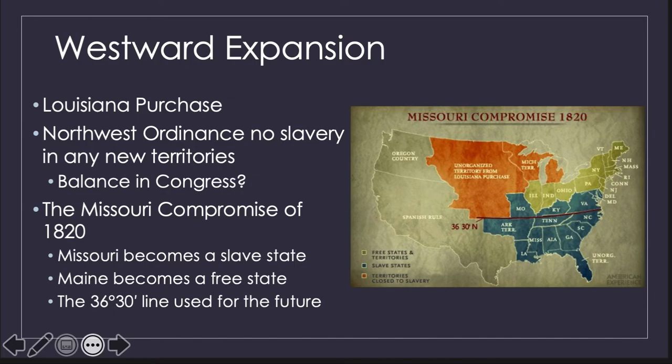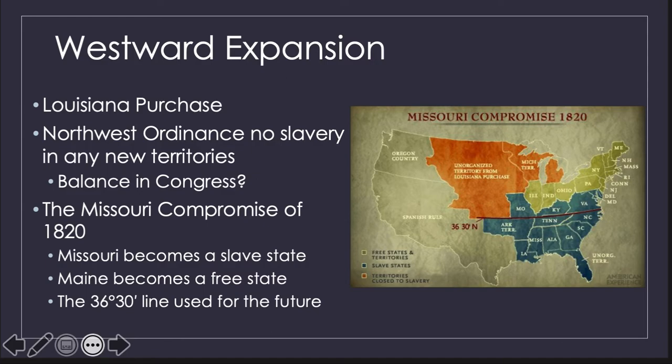Now, if we remember the Northwest Ordinance, this is all the way back from the Articles of Confederation. That was the only thing that the Articles did right. They told us how to take territories and turn them into states. The ordinance told us how many people needed to be in a territory before they could be a state, how we kind of draw the lines of the border of the state. And what else the ordinance told us was that there would be no slavery in any of the new territories.